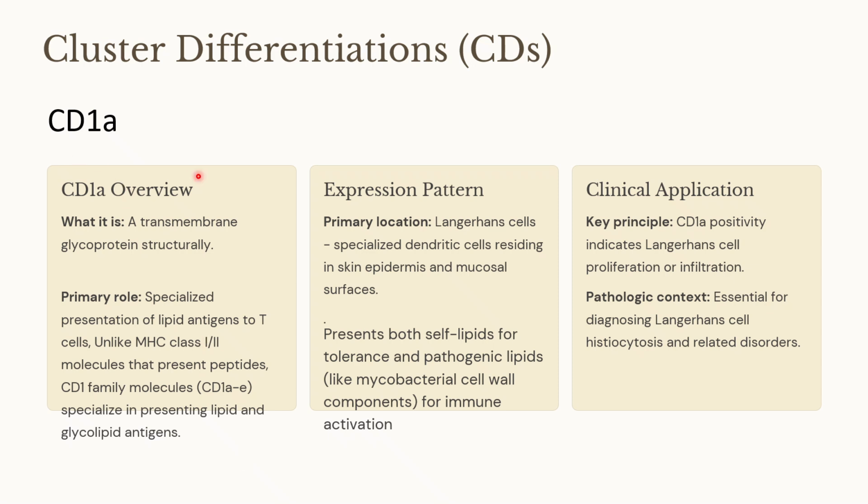Imagine if your immune system had a special tool just for identifying lipid antigens. That tool is CD1A. Now, where do we find it? On Langerhans cells, the immune cells of the skin. CD1A is a surface glycoprotein found on these cells. And what do they do? They present lipid and glycolipid antigens to the T cells.